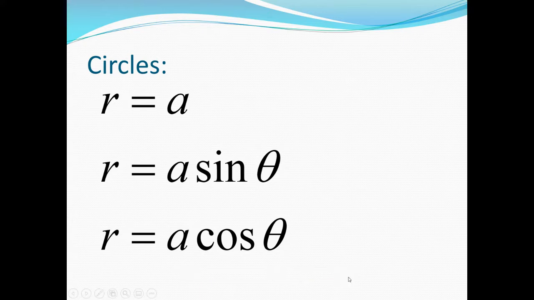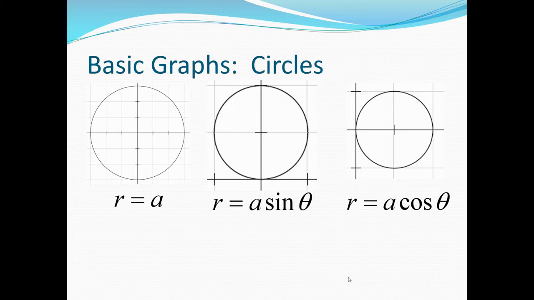R equals A is a circle centered at the origin. R equals A sine theta and R equals A cosine theta are centered either on the X or the Y axis. So R equals A sine theta and R equals A cosine theta all are circles.